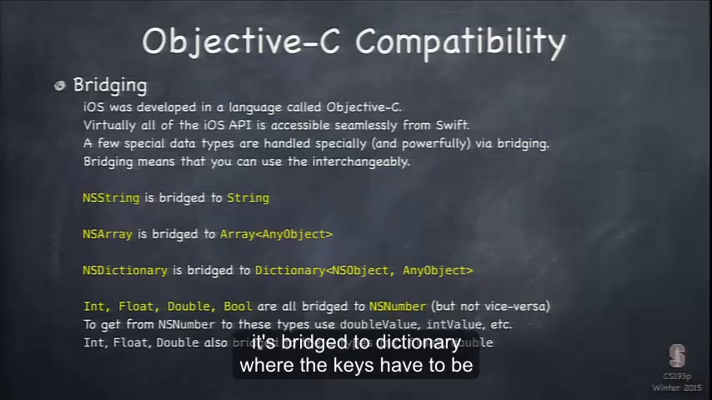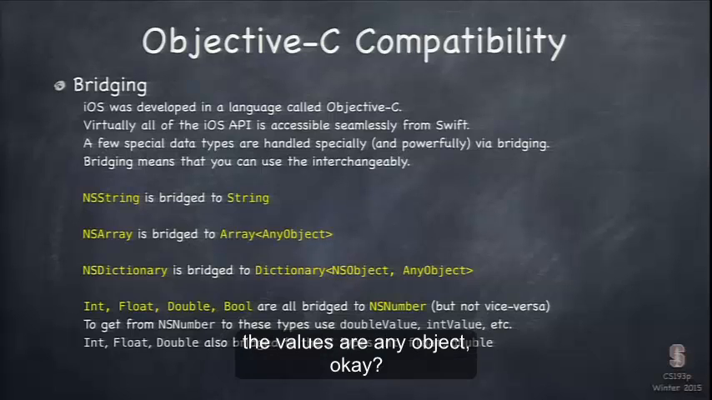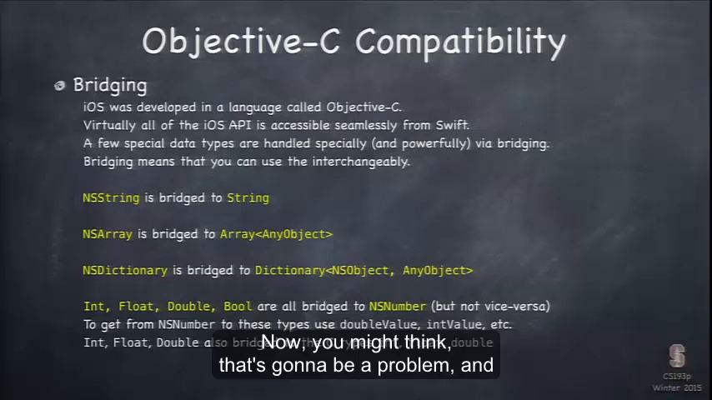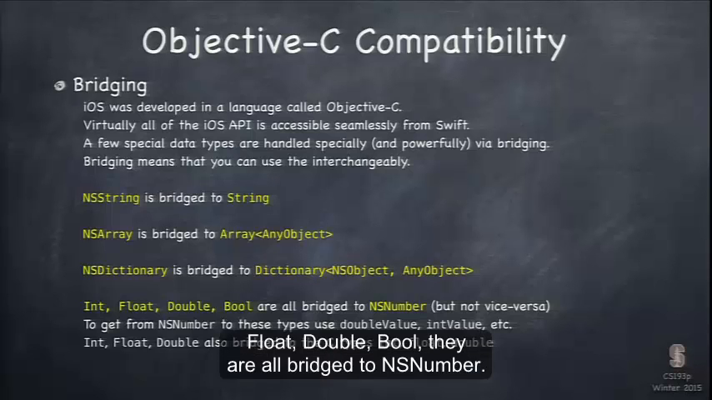Okay, then NSDictionary is an interesting one. It's bridged to Dictionary where the keys have to be subclasses of NSObject, and the values are AnyObject. Okay, now you might think, oh, that's going to be a problem, and I'll explain a little bit why that's not in a moment. And then, of course, Int and Float, Double, Bool, they're all bridged to NSNumber.